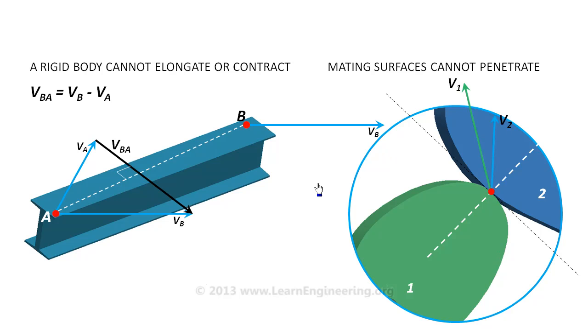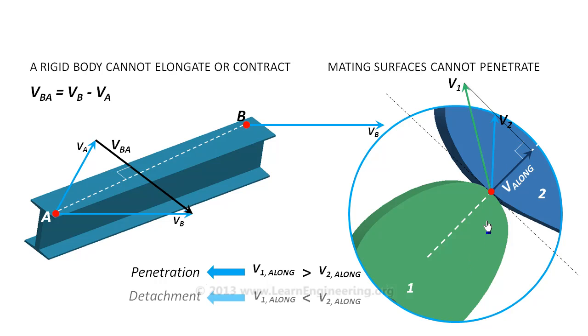No penetration means velocity component of both the link velocities along the common normal should be equal. If velocity component of 2 is less than velocity component of 1, then surfaces will penetrate. If the opposite is the case, surfaces will detach. Both these cases are not possible for mating surfaces. So velocity components along the common normal should be equal.